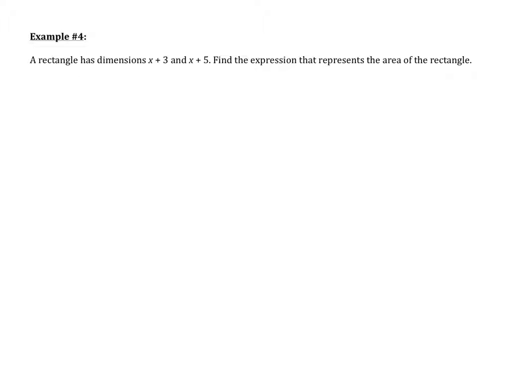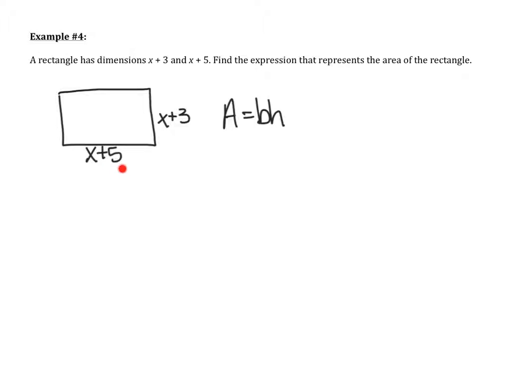Example number 4. A rectangle has dimensions of x plus 3 and x plus 5. So if we had a rectangle, it's saying that one side is x plus 3 and another side is x plus 5. Find the expression that represents the area of the rectangle. Well, remember, the area of a rectangle is either length times width or base times height, which they give us the base and the height, x plus 5 and x plus 3. So all I'm going to do to find the area is take the x plus 3 times the x plus 5.